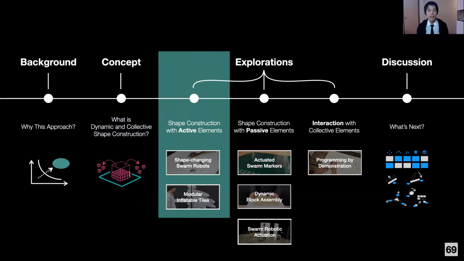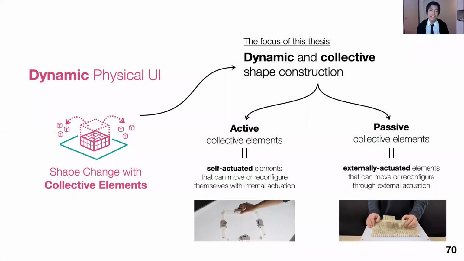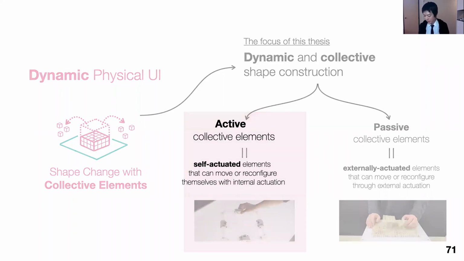Next, I'd like to explain my own exploration of shape construction with active elements. So as I said, dynamic and collective shape construction can be achieved with either active collective elements or passive collective elements. First, I'd like to explore what self-active elements can do to construct a dynamic shape.